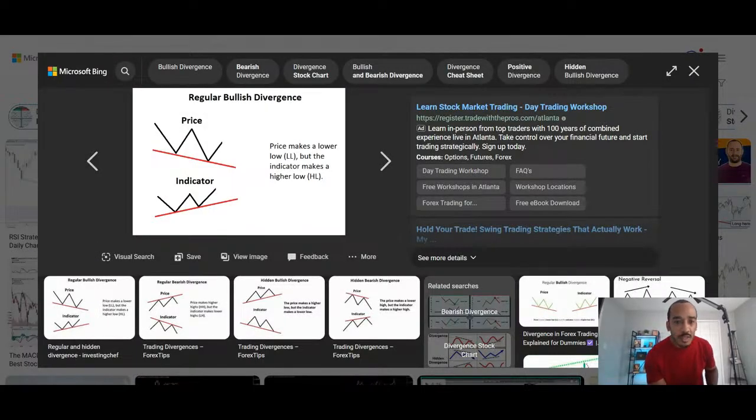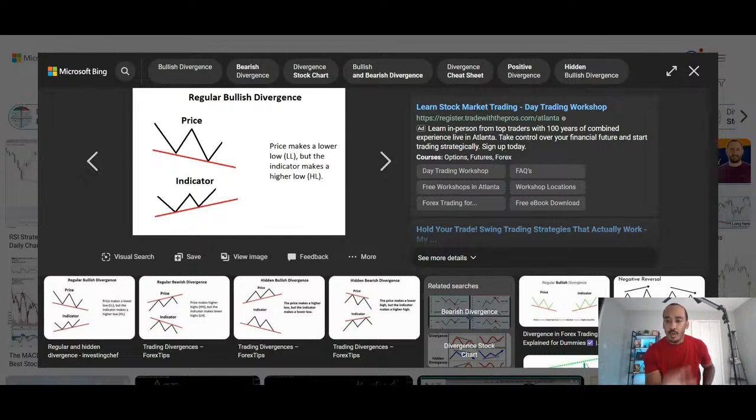All right, so this is a divergence when the price makes a lower low, but the indicator makes a higher low. It can also be vice versa, when the stock is making a higher low and the indicator is making a lower low. You also have regular divergence, where the price is making a lower low and the indicator is making a higher low, and you have hidden bearish divergence. So these are little tricks you want to look for outside of just the trend and the candlestick patterns and all of that.